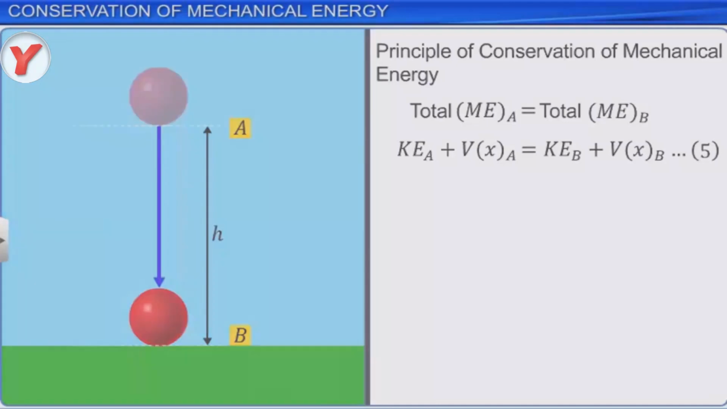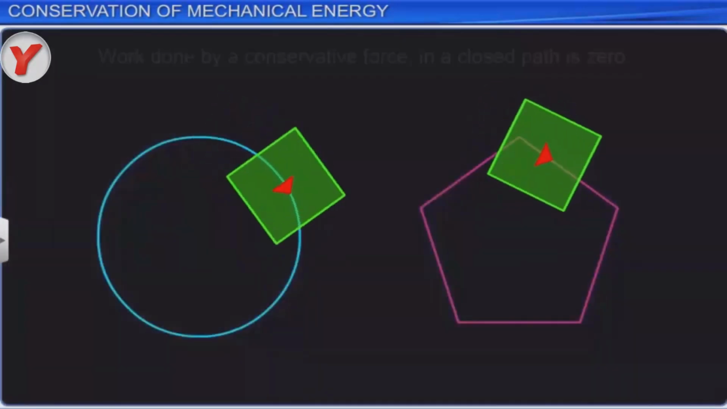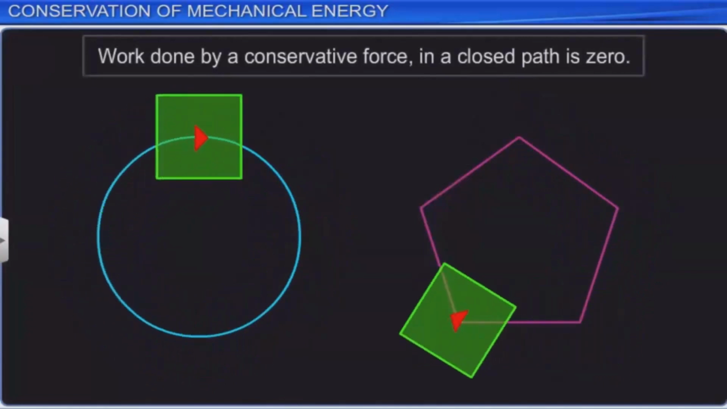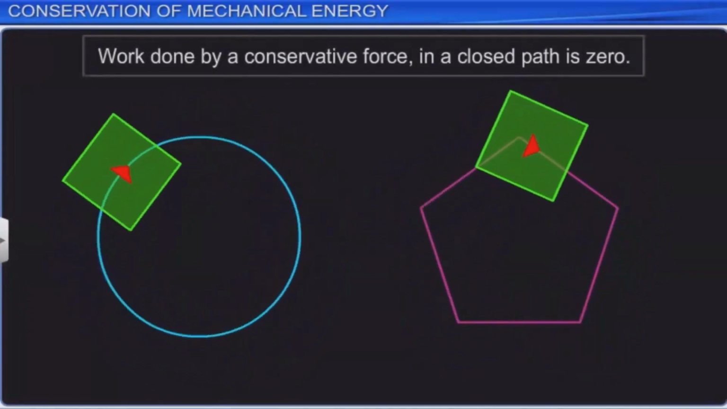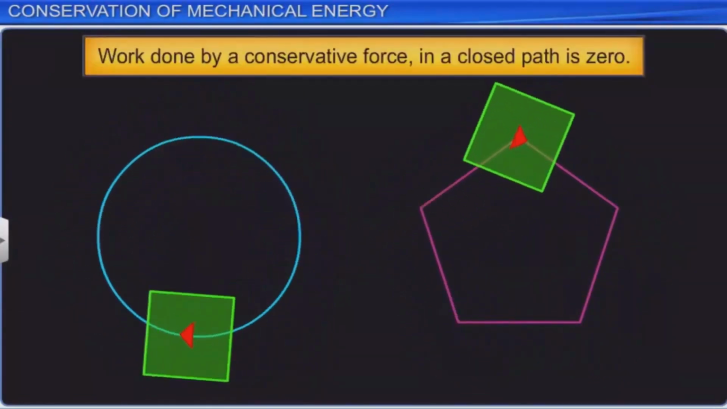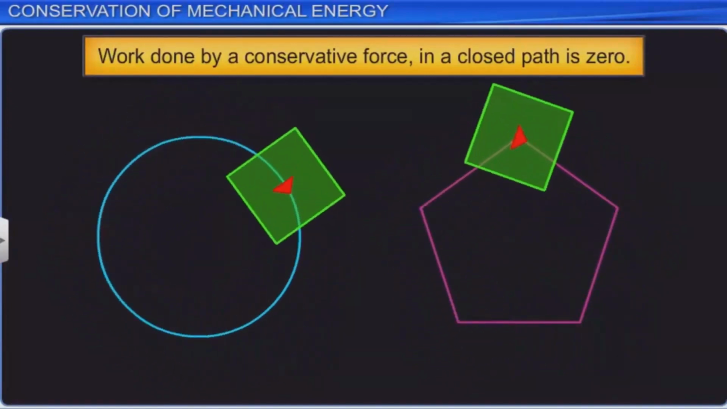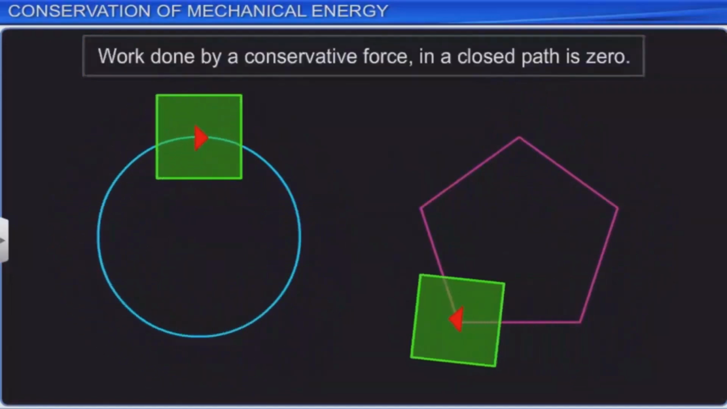From the above discussion, we observe that work done by a conservative force is path independent. It is equal to the difference between the potential energies of the initial and final positions, and is completely recoverable. Also, as the work done by a conservative force depends on the initial and final position, we can say that work done by a conservative force in a closed path is zero, as the initial and final positions in a closed path are the same.